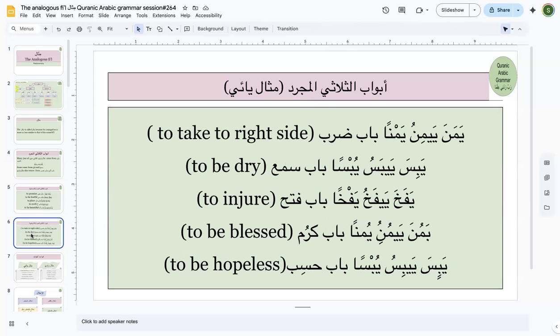Alhamdulillah. So, when it comes to misal yai, some of the examples I have, with meanings, I have added to the slides so that it is easy for you to refer to the notes and everything. So, it is going to be again Daraba: yamana, yaiminu, yamnan from Bab Daraba; from Bab Sami'a, yabisa, yaibasu; from Bab Fataha, yafaha, yaifahu, yafkhan; from Bab Karuma, you can have yamana, yaimunu. From Bab Hasiba, you can have yabisa, yaibisu. Okay? Is this clear?